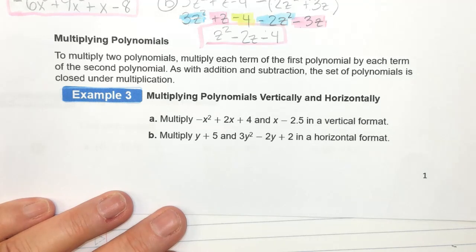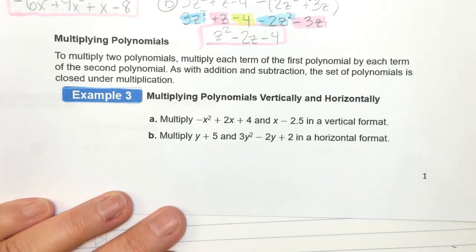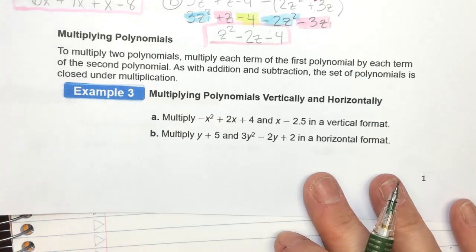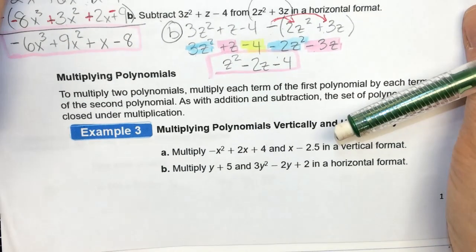Okay, welcome to the second half of 4.2. This time we are going to multiply polynomials. So they want me to teach you how to vertically multiply them and how to horizontally multiply them. Doesn't matter which way you use. Whatever way you are most comfortable with is the way that you're going to do it.